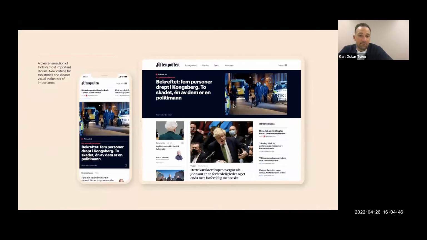So this is where we ended up with the front page. We created what we believe is a clearer selection of the most important stories. We introduced new criteria for how to edit the top of the front page, where we said, well, it shouldn't just contain the latest news. It should always include what are the most important stories of today. That really is a guiding principle for everything that we do now.